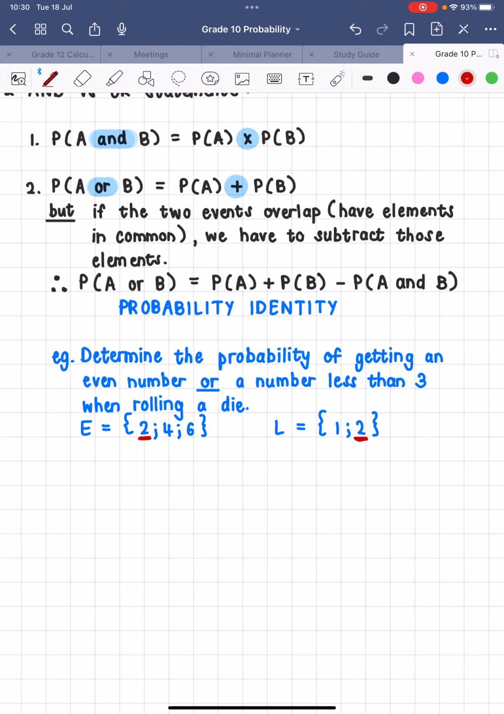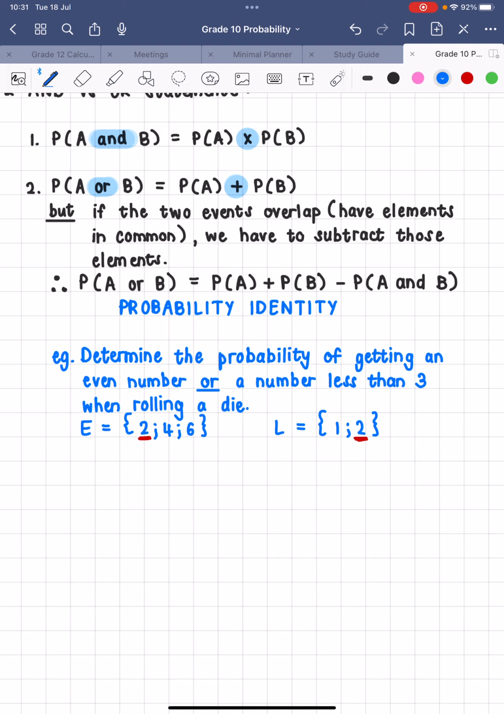If I just say, okay, this is an OR question, so I'm going to add the 2 together, I would get 3 plus 2, I would get 5, right? But we need to get to 4. The reason why we would get 5 is because I'm counting 2 twice. I'm counting 2 as an even number, but then I'm counting it again as a number that's less than 3. But actually 2 is just one possible outcome, so I can't count it twice. So because I've counted it twice, if I were to add them together, I would have to subtract it again.